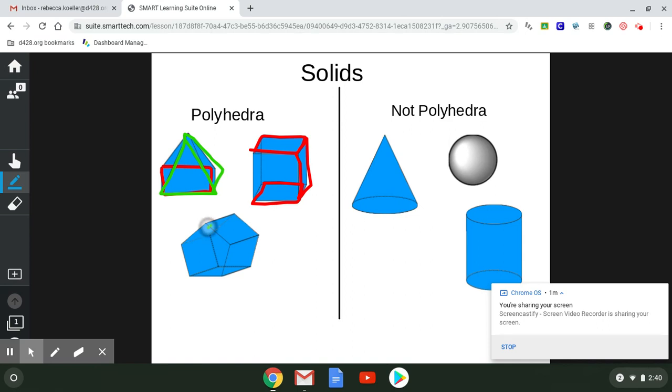And if we take a look down here, this solid shape has a pentagon as one of the sides, which is a five-sided polygon, and it also has rectangles, which is a four-sided polygon. So with polyhedras, all sides are made out of polygons. That's what makes a polyhedra.